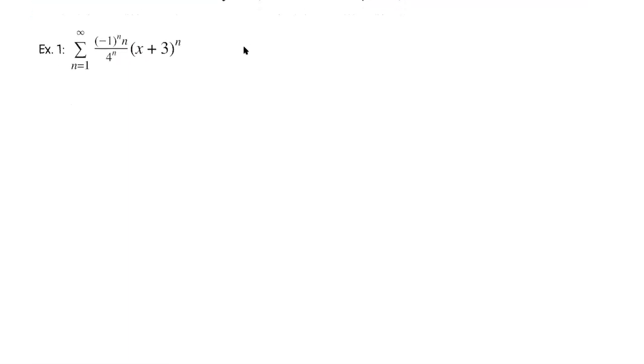Okay. So example number 1, we have this infinite series, starts at n equals 1, goes to infinity, of (-1) to the n over 4 to the n, times (x plus 3) to the n. Now, I know that this is a power series because I got a variable in there. It's not a typo. I didn't mix n's and x's by accident. It's intentional, and that tells us that we have a power series.